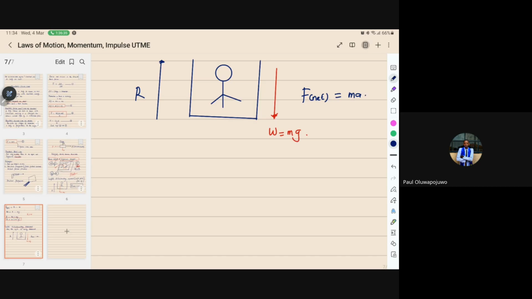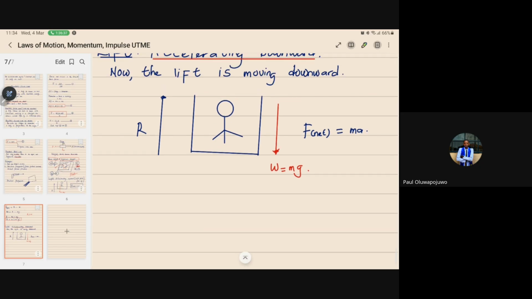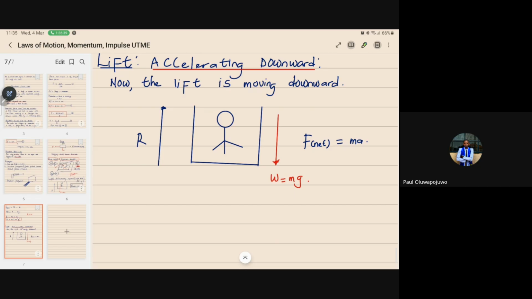Now, who will tell me what the resultant force would be if the weight is moving downwards, if the lift is moving downward? I need a girl now. Anybody? Titi, Lillian, Meso, Dauda, Nikki Gold, Susan. Anybody? Let me see the other names.